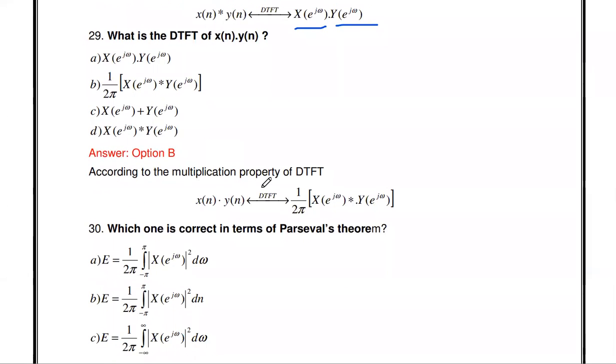So according to this multiplication property of the DTFT, if any two signals are multiplied in time domain, and you take the DTFT, the answer is that we have to take the convolution between the individual transforms divided by 2π. This is the answer. So 1/2π X(e^(jω)) convoluted with Y(e^(jω)). So this is the answer. Okay, so the DTFT of x(n) into y(n) is 1/2π convolution between the individual X(e^(jω)), Y(e^(jω)).